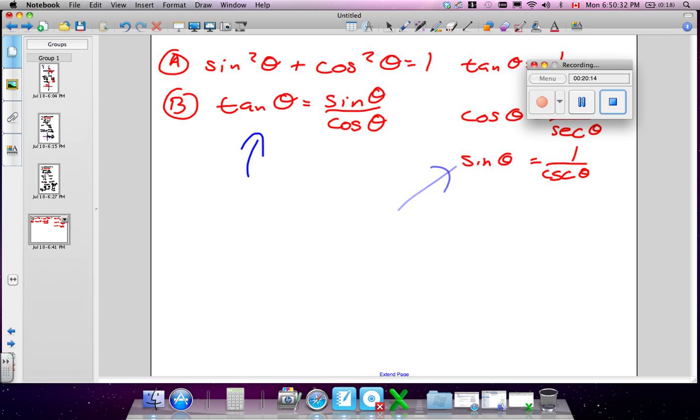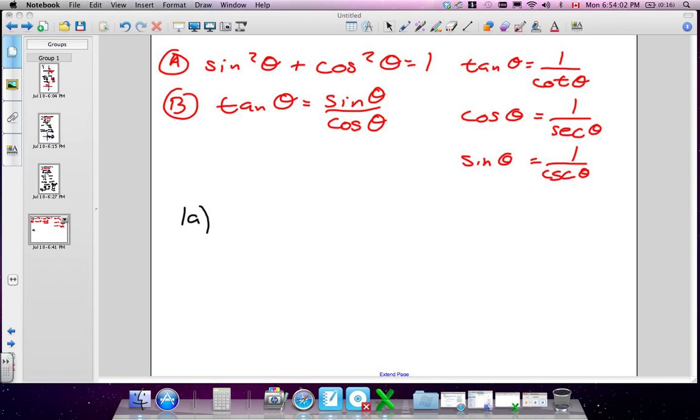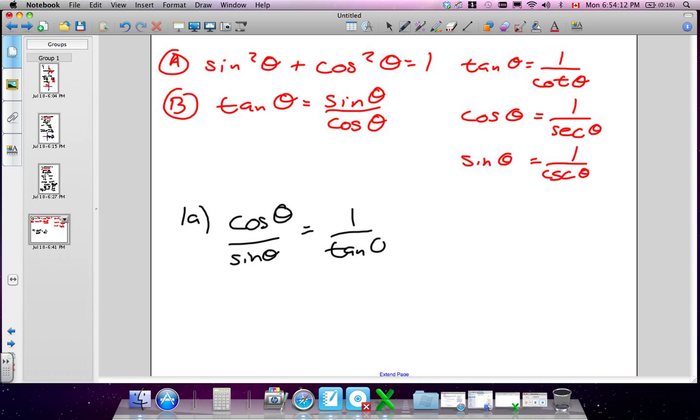Let's get to 1A. So 1A says, what is it? Cos over sine, right? So it says cos theta over sine theta is equal to 1 over tan theta, right? Okay, so we look at these. I'm going to decide I'm going to deal with the right side of this equation. And I'm going to replace tan, because we know tan is equal to sine over cos. So 1 divided by, and I'm going to replace it with sine theta over cos theta, correct?